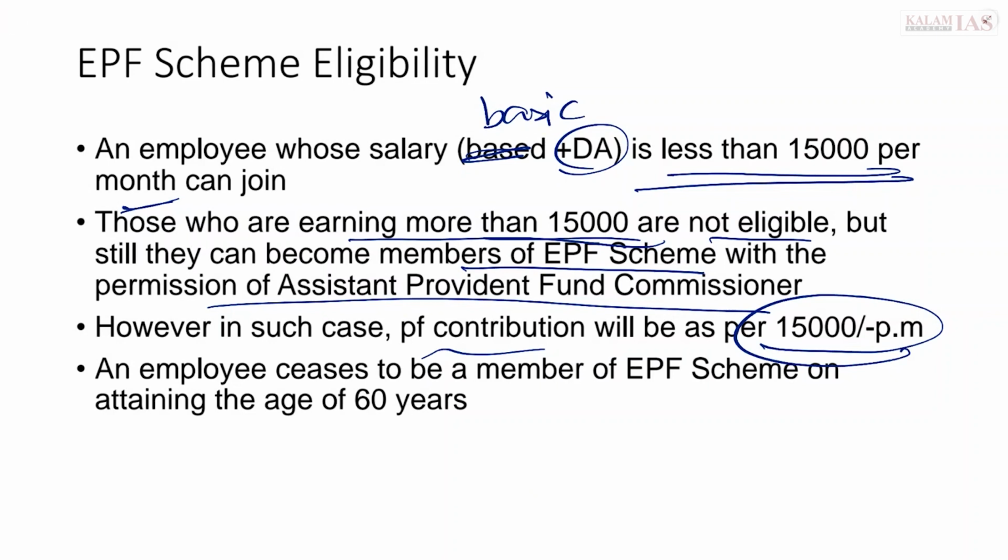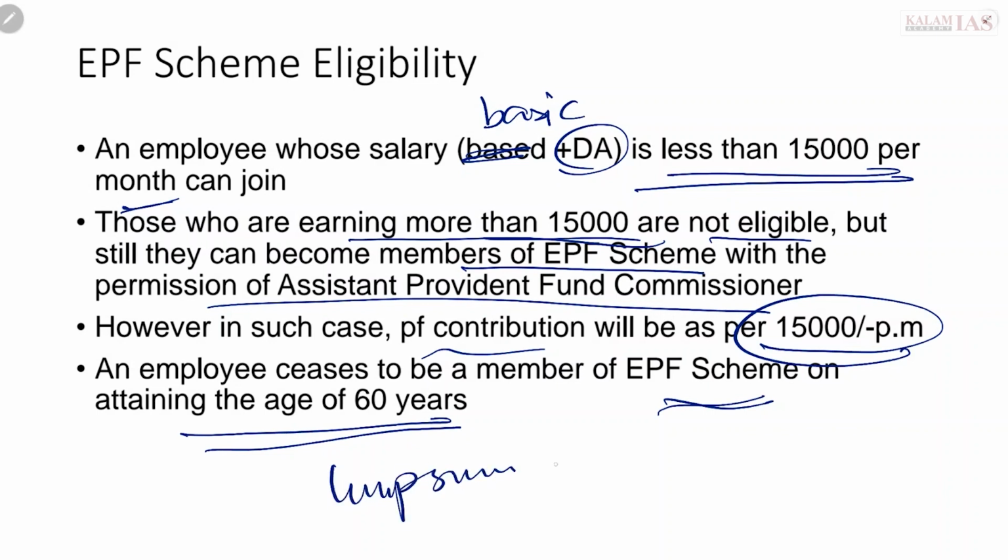An employee ceases to be a member of the EPF scheme on attaining the age of 60 years because after this the lump sum will be paid.